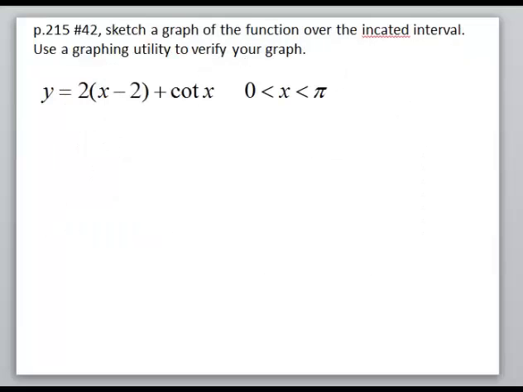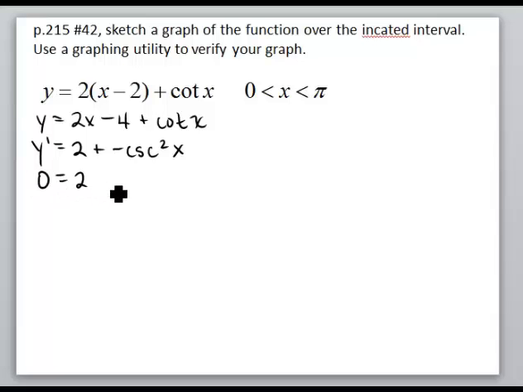I will start this last problem on this. Hopefully I'll get through maybe the first derivative. So when you're taking the first derivative, I would go ahead and distribute the first part. And then the first derivative would be 2 plus the derivative of cotangent, which is negative cosecant squared x. We want to know where this derivative is zero.